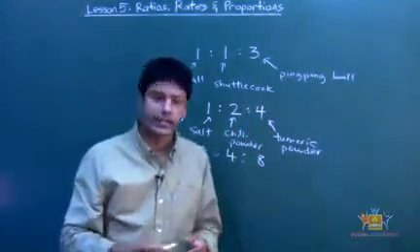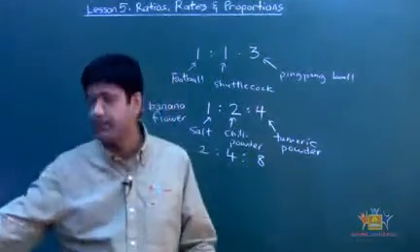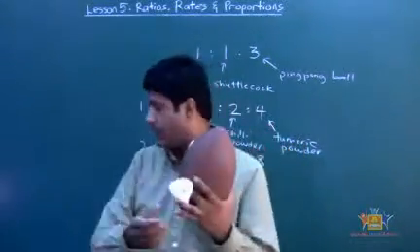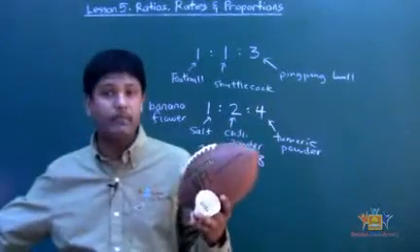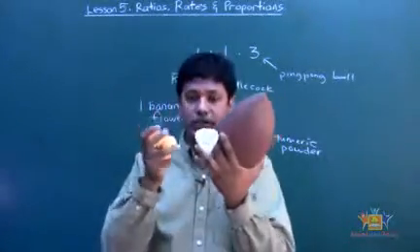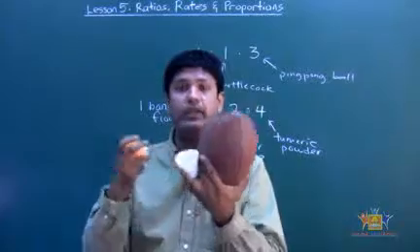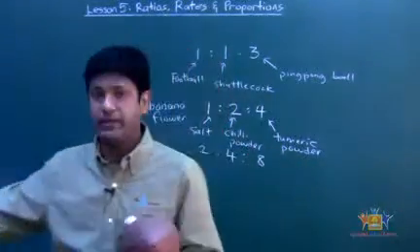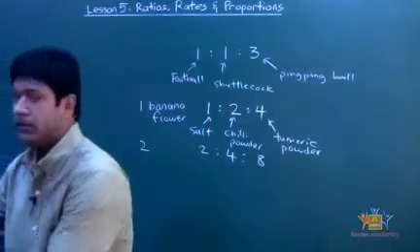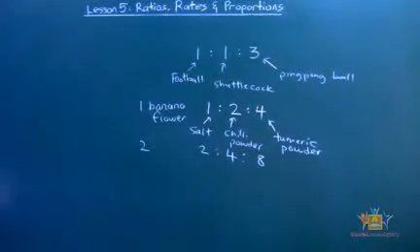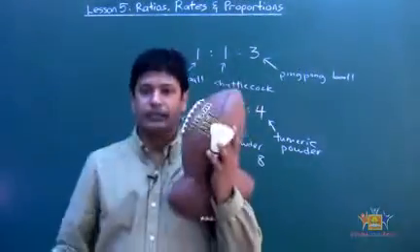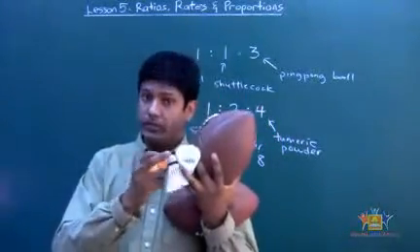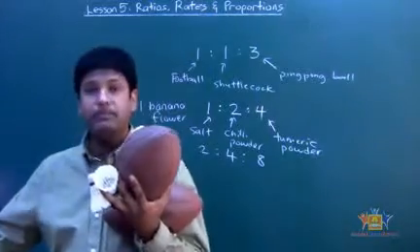Let's do another example. Mr. Mac has 1 football, 1 shuttlecock, and 3 ping pong balls. Okay, the ratio is 1, 1, 3. Now if I increase the ratio, I got 2 American footballs, and then I got 2 shuttlecocks, and then I got 6 ping pong balls.